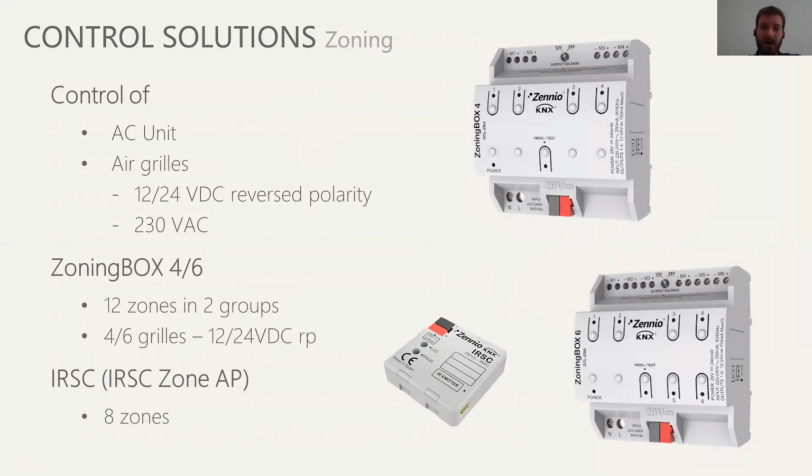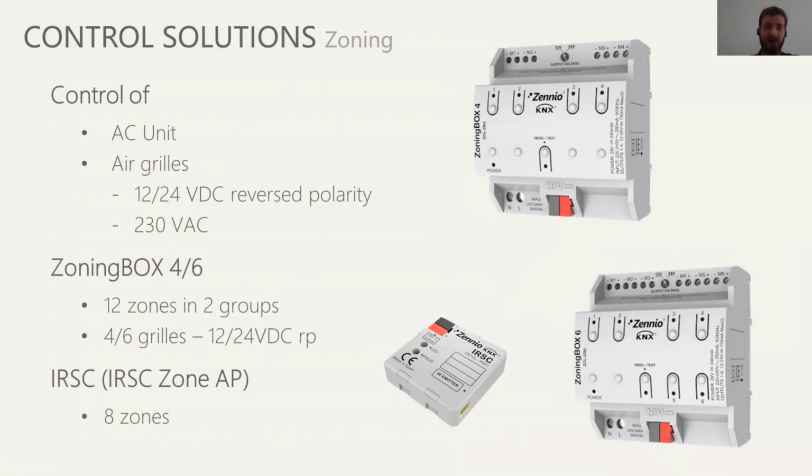In zoning, you have to control two different things. You have to control the AC unit, whether that's a fan coil or a Panasonic split or a VRV, whatever that is. Usually it would not be a VRV because VRV is already working as a kind of multi-split. But whatever your AC unit is, you have to control that on one side and then control the air grills.